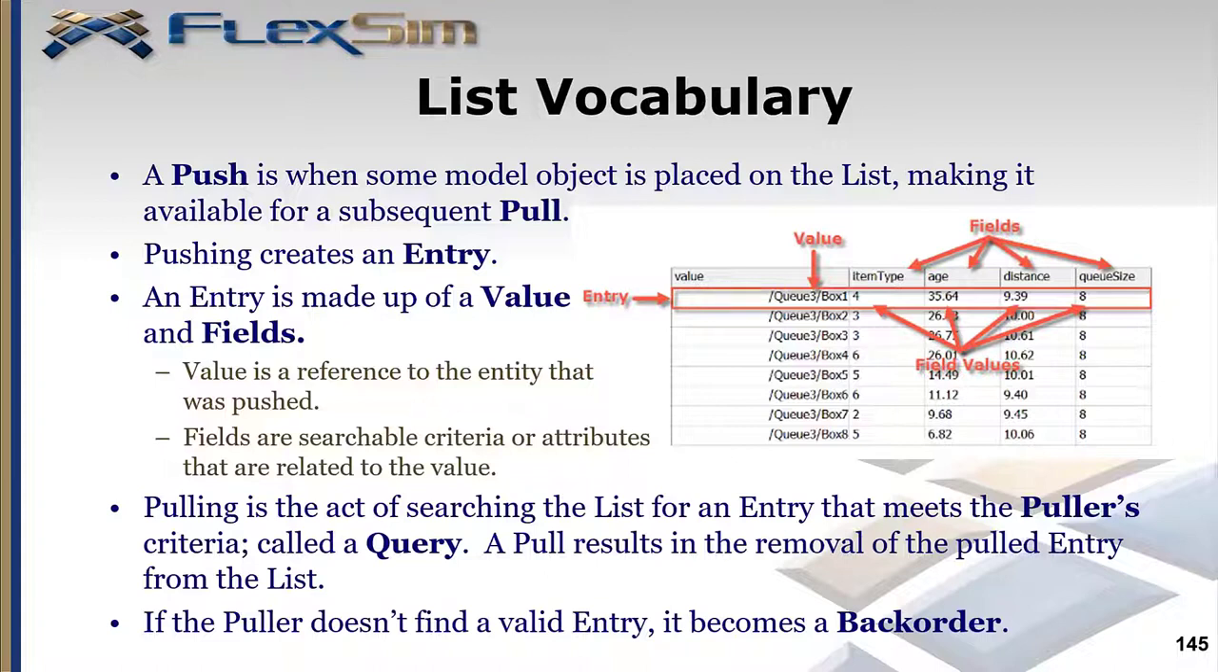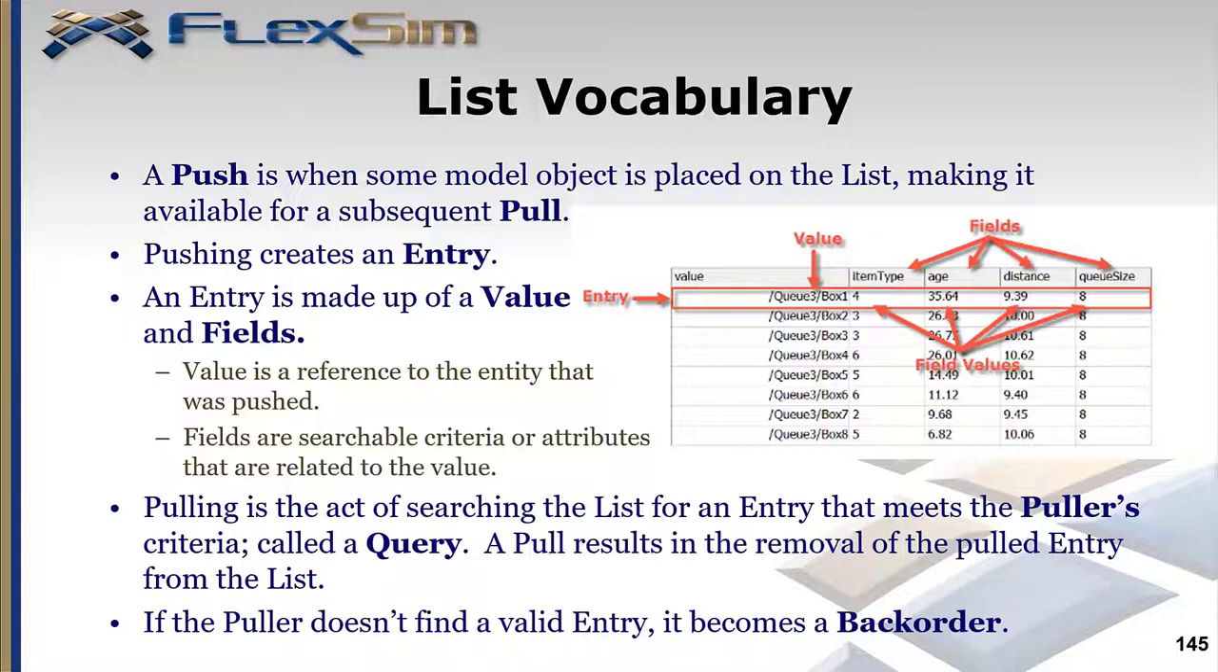So the act of pulling just means that we've searched the list, we found something, and we removed that entry from the list. If, however, a puller searches the list and doesn't find an entry based on the criteria that they use to pull, then we say it becomes a backorder. And a backorder on the list is just a puller that didn't find something to pull, which means that they are waiting for a new push, a new thing to get pushed, that they can say, hey, does that new thing meet my criteria? Because I searched the list before and I didn't find something. So is this new thing a match for me? And if it is, then the puller gets to take it.